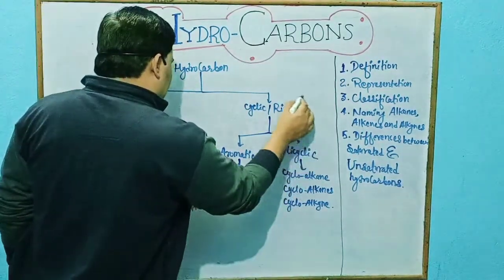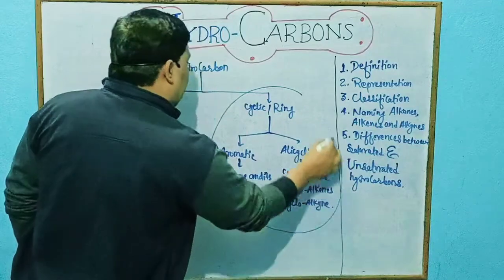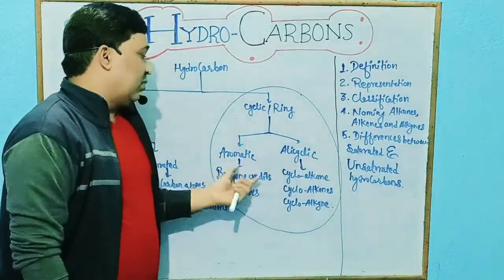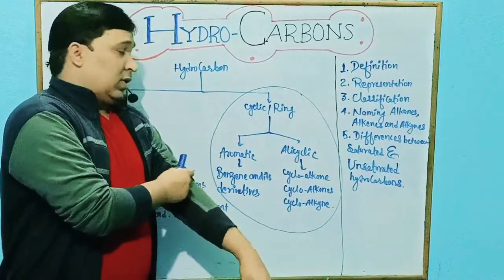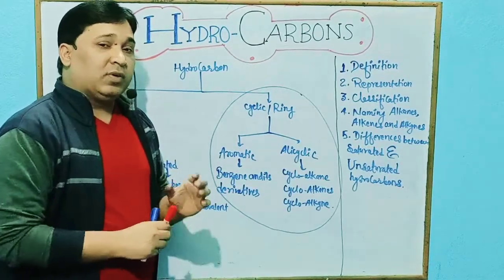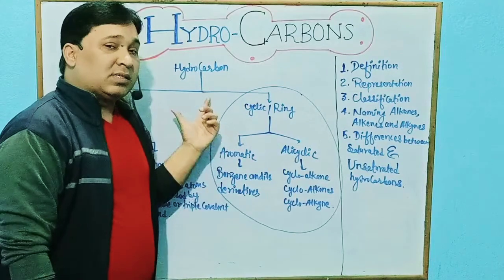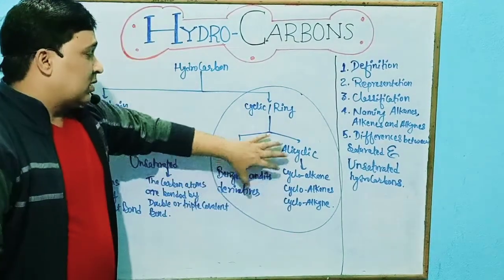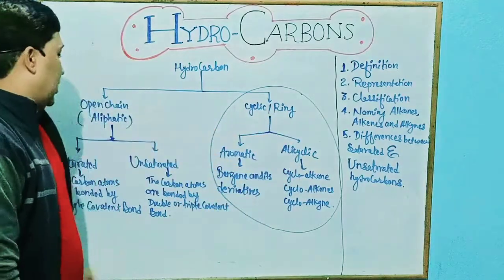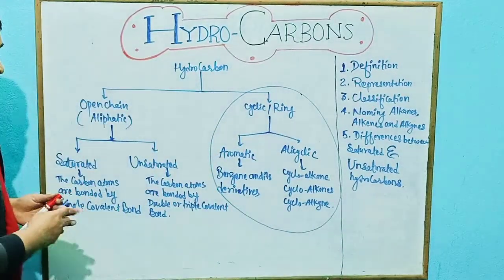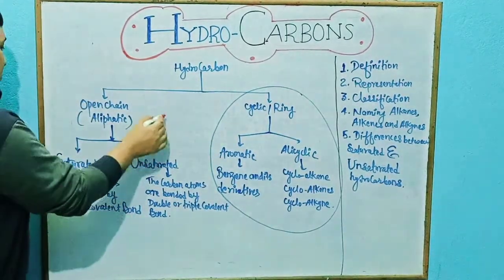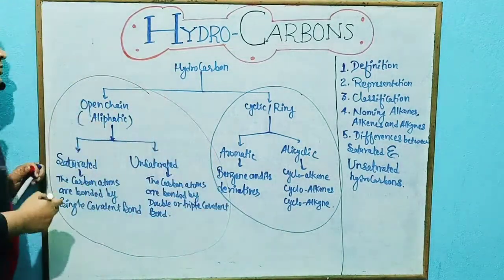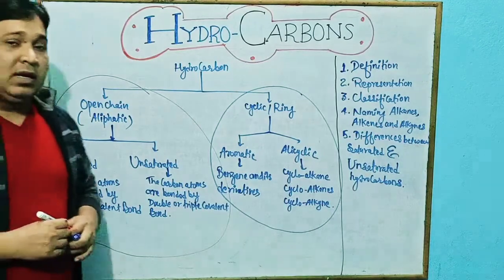Okay. Now, it is not our concern. As per the CBSE syllabus, you do not have to study aromatics and alicyclics. You just have to see a few examples. We have seen the structure of benzene and cyclohexane, etc. But this is not part of our syllabus, right? This part is in our syllabus. So we will discuss saturated and unsaturated hydrocarbons in detail.